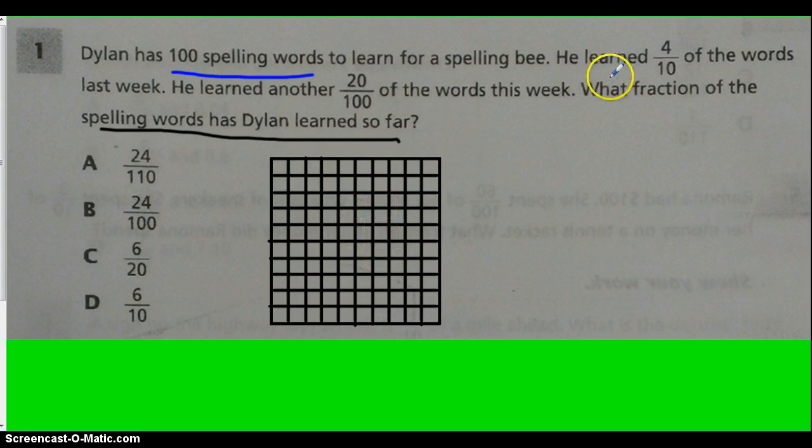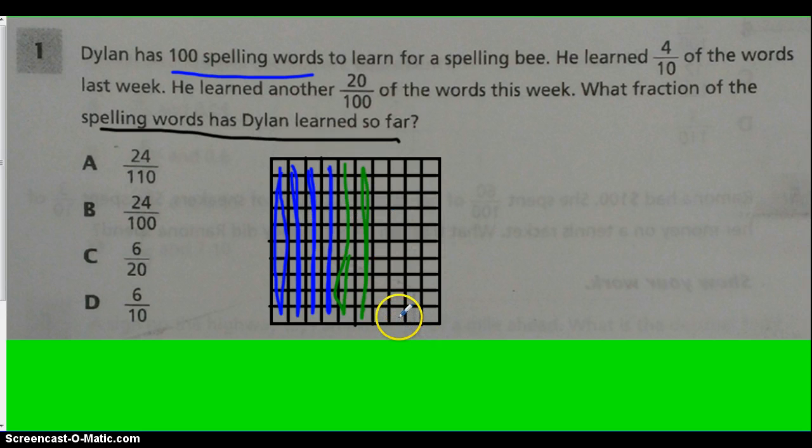So he said he'd learned 4/10 of the words last week. So if we were going to show this on here, we would show that's 1/10 or 10 hundredths, 2/10 or 20 hundredths, 3/10 or 30 hundredths, and 4/10 or 40 hundredths. So that's what he learned last week. If we look at what he learned this week, he learned 20 hundredths. So that's 10 hundredths and 20 hundredths, or we could call it 2/10.